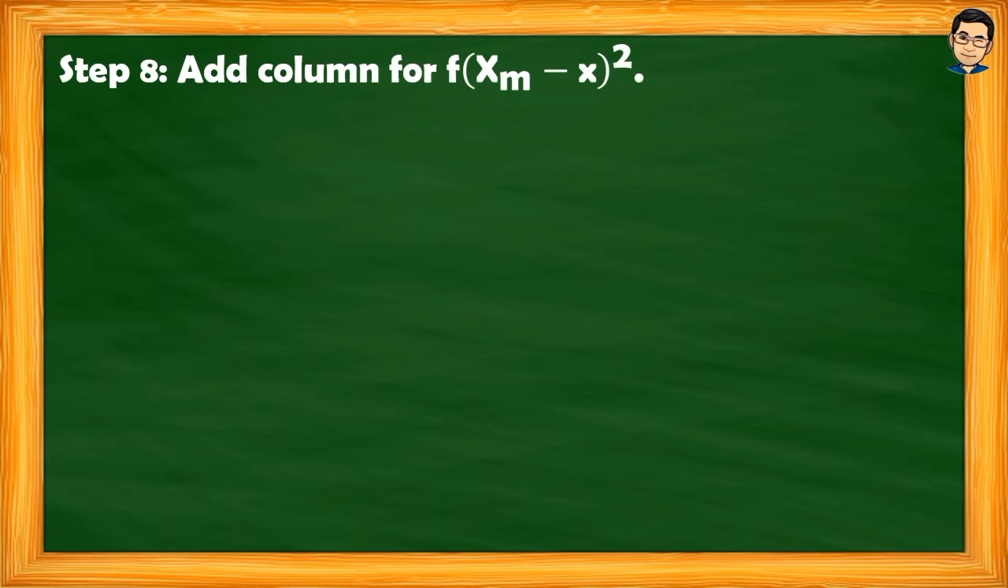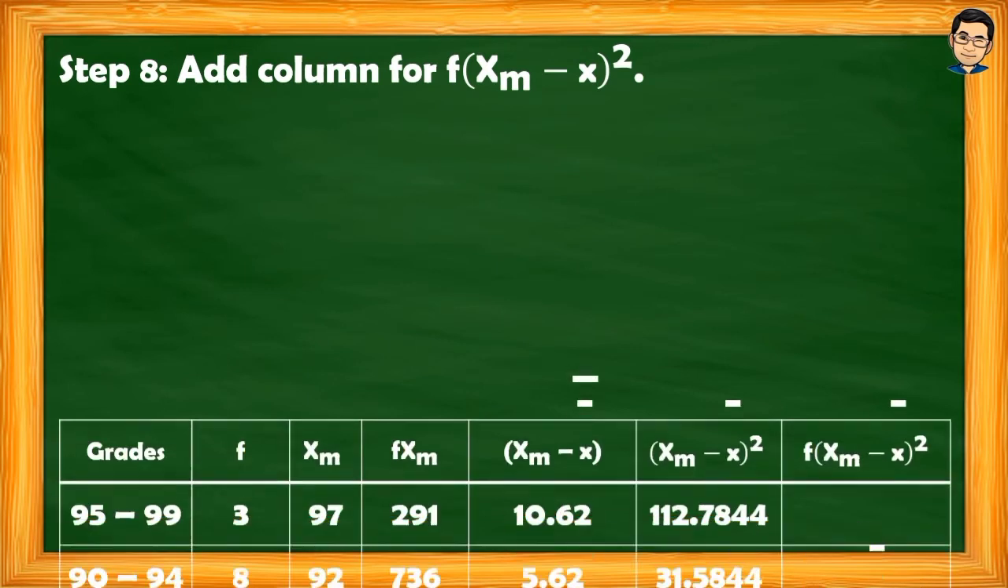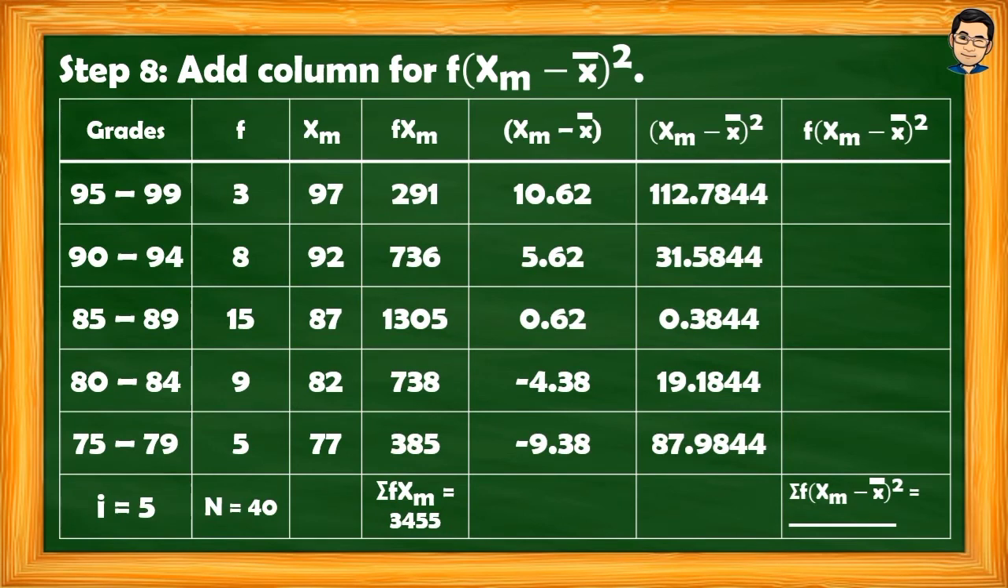Step number 8. So add column for the product of the square deviation and frequency. So yan na usually yung last step natin sa table. Kasi yung kasunod na steps, 9 and 10, kukompute na natin yung variance and standard deviation. So ayan. So yung frequency natin na 3, multiply natin sa 112.7844. So 3 times 112.7844 will have 338.3532.